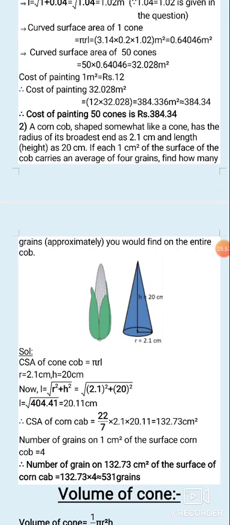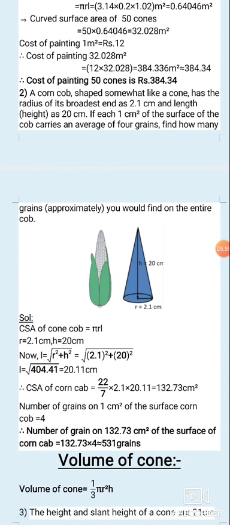Okay. Now the equation of volume of the cone. So volume of the cone is equal to 1 by 3 pi r square h. So pi r square h is what? Volume of the cylinder. Now volume of the cone is 1 by third of the volume of the cylinder.